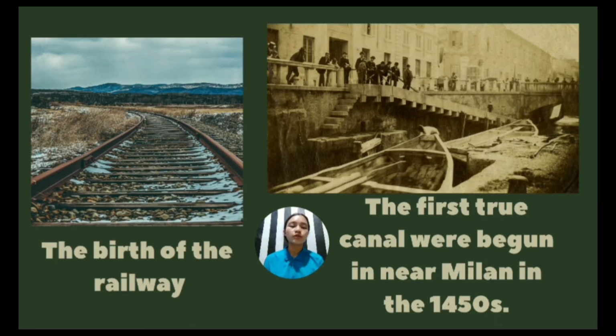And also because of the great expansion of trade and travel, na-invento ang railway. So, kanang railway muna siya ang agianan sa tren. So, in 1450s, the first through canal were begun in near Milan. So, kanang Milan muna siya ang capital city of northern Italy. Canal is used to transport water for irrigation. O ginagamit nagaagi para ma-barge ang traffic.